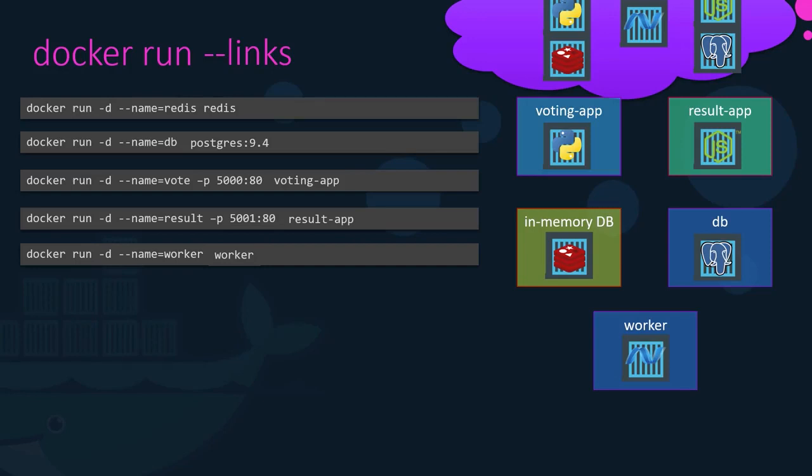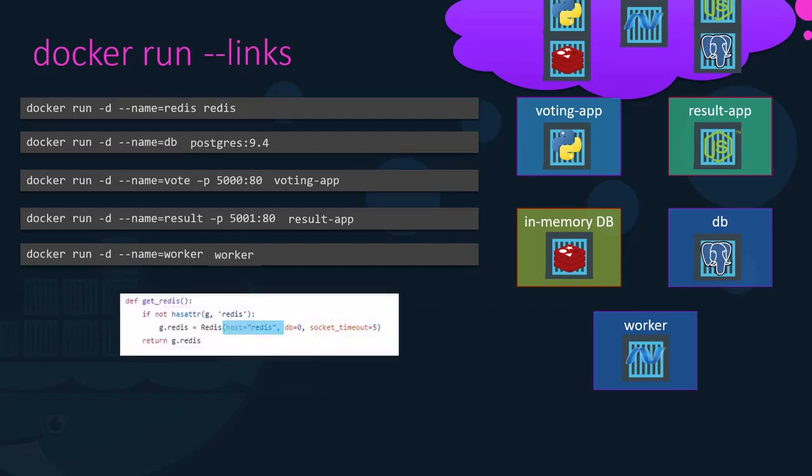For example, the voting app web service is dependent on the Redis service. When the web server starts, as you can see in this piece of code on the web server, it looks for a Redis service running on host Redis. But the voting app container cannot resolve a host by the name Redis.